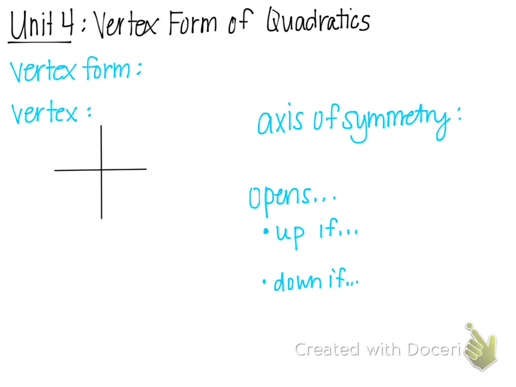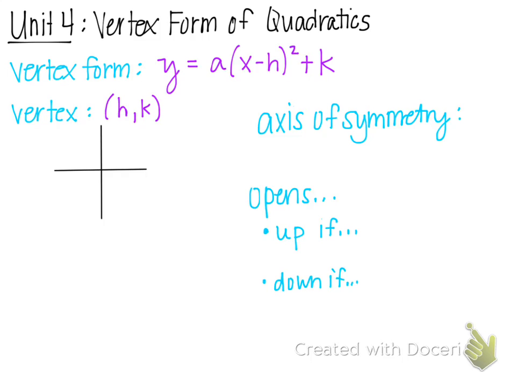Okay, so today we're going to talk about the vertex form of quadratics. The vertex form is y is equal to a times (x minus h) squared plus k. So a, h, and k are all integers. x is our normal x and y is our normal y. So the vertex from this form is whatever (h, k) is.